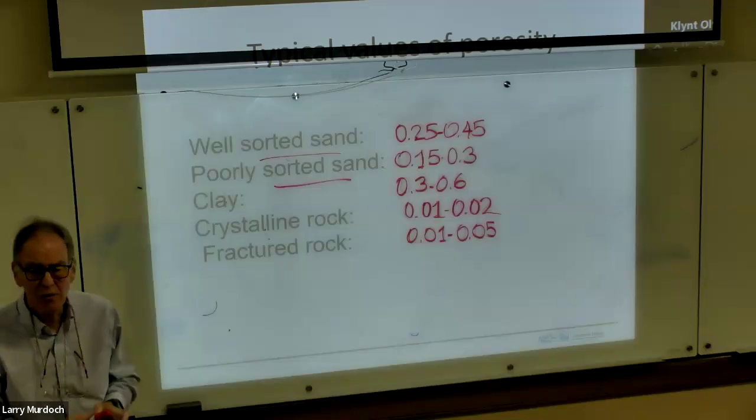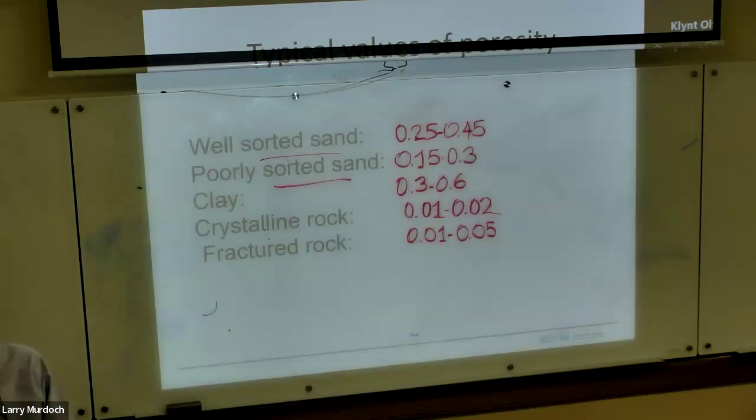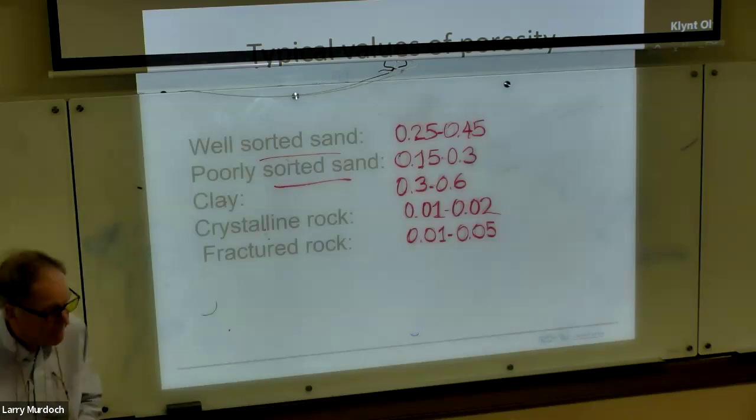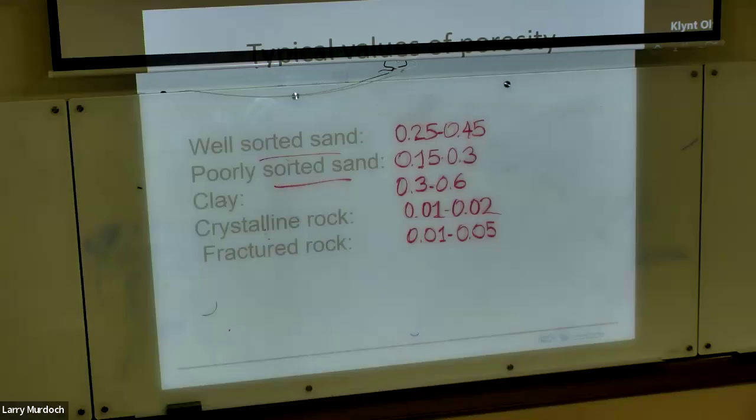Okay, so those are some typical ranges of porosity to expect in some common materials that we'll be dealing with. Okay, so I think that's a good place to stop. And I'll see you next time.